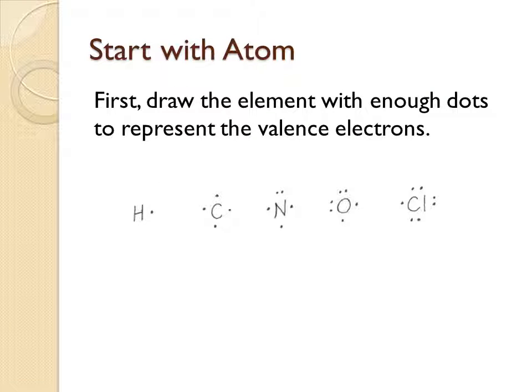So before we start to bond different atoms together, we need to draw the atom itself, and that should be drawn with enough dots to represent the number of valence electrons. So in the examples below, hydrogen has 1 valence electron, chlorine has 7 valence electrons around it, and carbon, nitrogen, oxygen have the appropriate number of valence electrons for them.